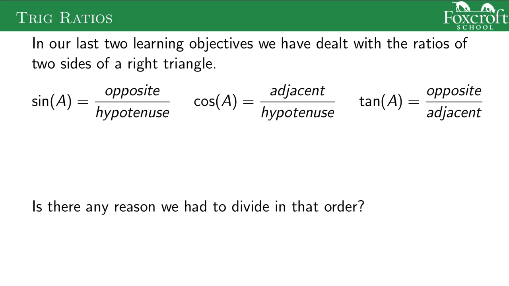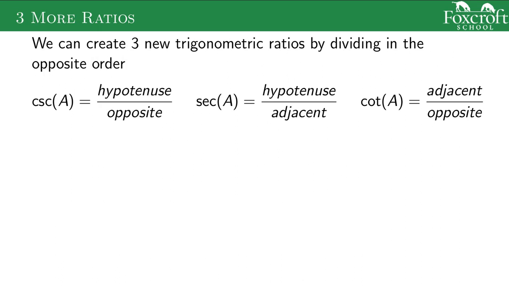Not really. There's some properties that come up with doing it that way that we'll figure out throughout the rest of the semester, but it's kind of the start. There's not really a reason to divide in that order and not the other order. So we can divide in the other order and we get some new trig ratios. These new trig ratios are written here. So the abbreviations are here, but let's actually write out what they're called.